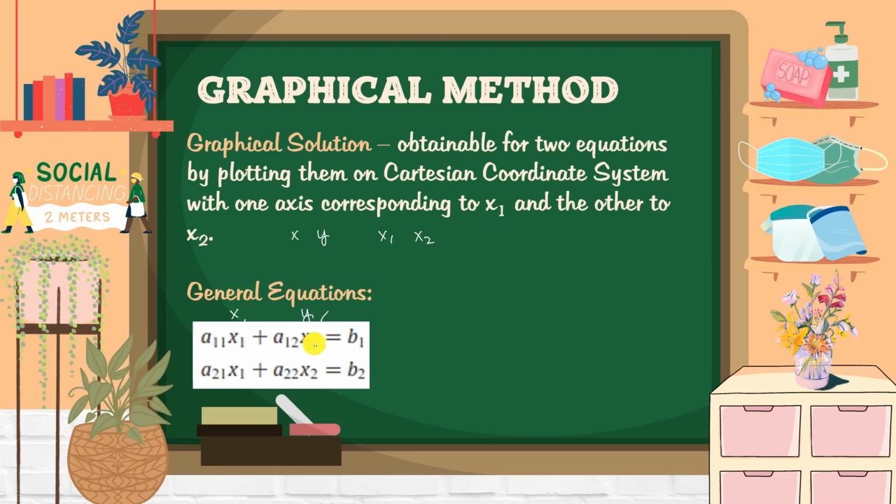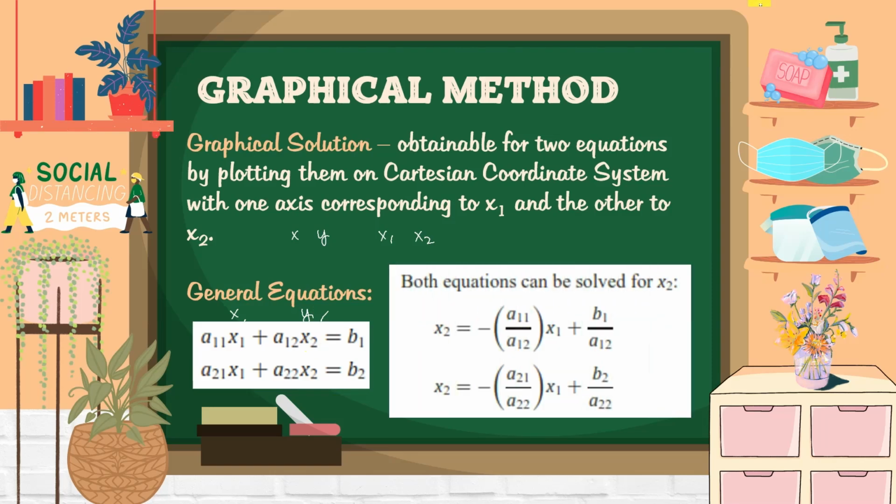Thus, the equations are now in the form of a straight line. That is, x sub 2 is simply equal to the slope multiplied by x sub 1 plus the intercept. So these lines can be graphed on a Cartesian coordinate system with x sub 2 as the ordinate and x sub 1 as the abscissa. The values of x sub 1 and x sub 2 at the intersection of the lines represent the solution to both equations.